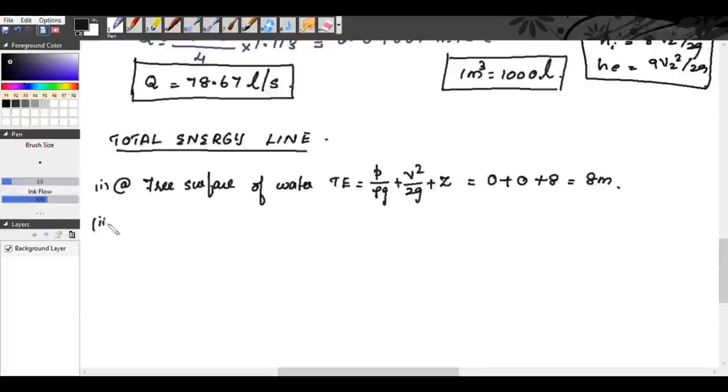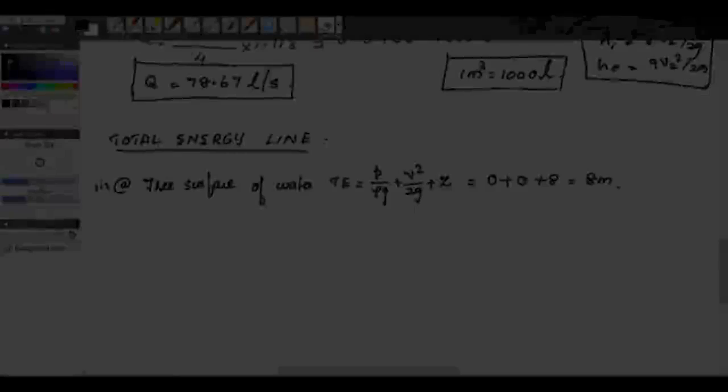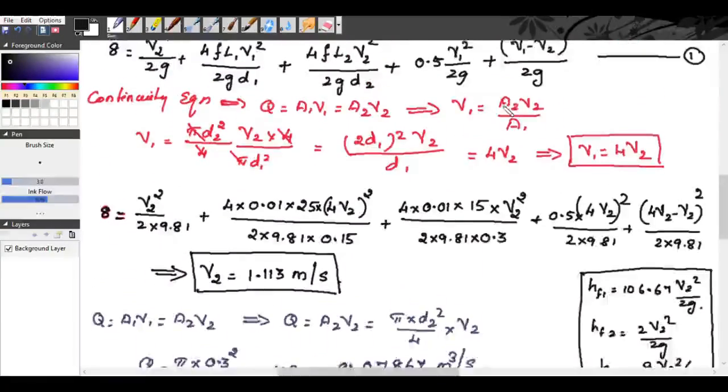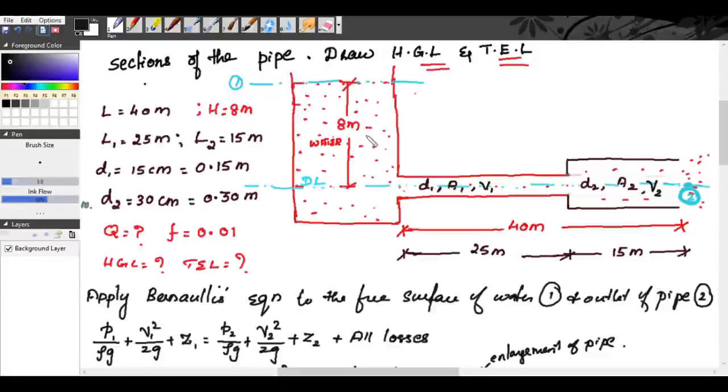So second, now we will consider, we know up to this there will not be any losses, right? Then at this point there is a loss due to the inlet of pipe, the loss due to the entrance of water. So here there is a loss called HI, right? That is a minor loss.